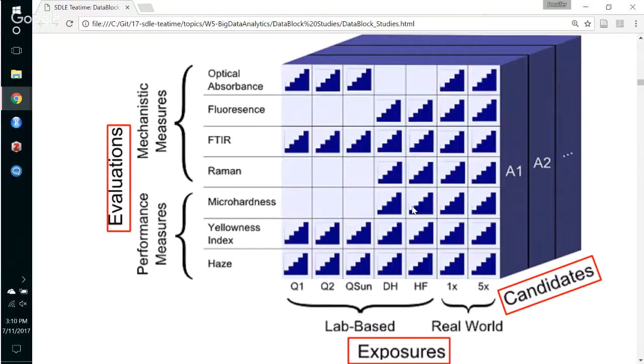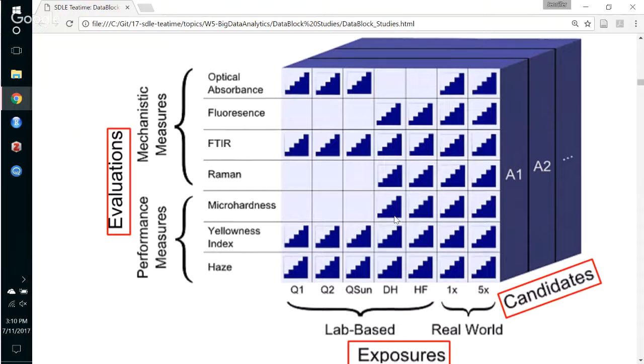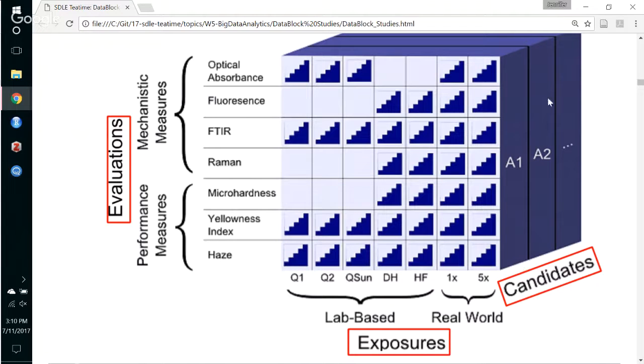evaluations and different outcomes and different predictors that we're changing to determine what's affecting what. But here we have different candidates. So these could be different materials. They could be different materials incorporated into a device or measured on their own, or they could be different systems.